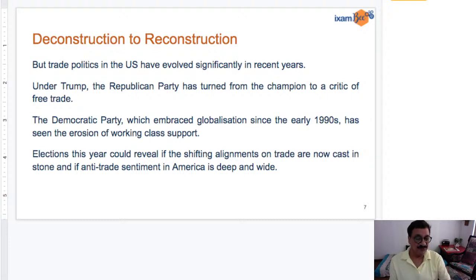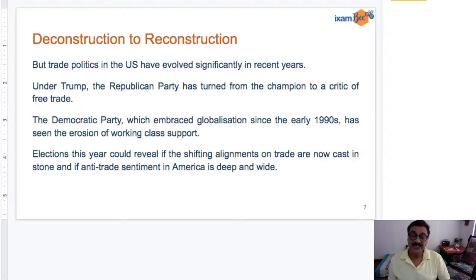In case you are not familiar with US politics, you would make out from this single sentence, under Trump, the Republican Party has turned from the champion to a critic of free trade. So, what has been the stand of Trump's Republican Party on free trade? They were earlier champions of free trade. They were saying that free trade should be allowed, and now they have become critics. They have had a rethink and they are not supporting free trade.